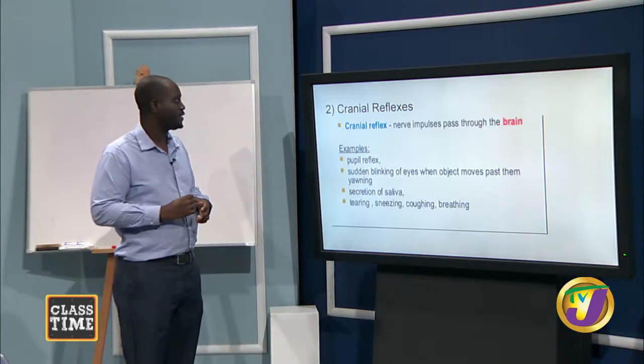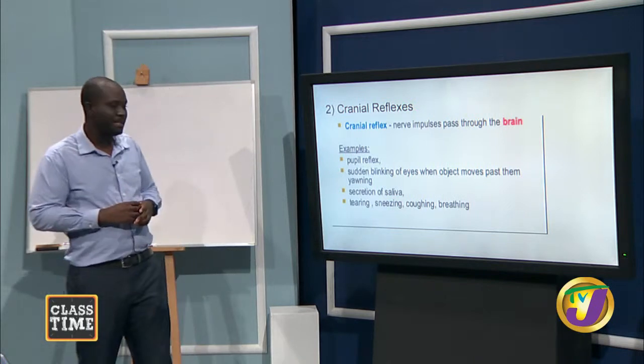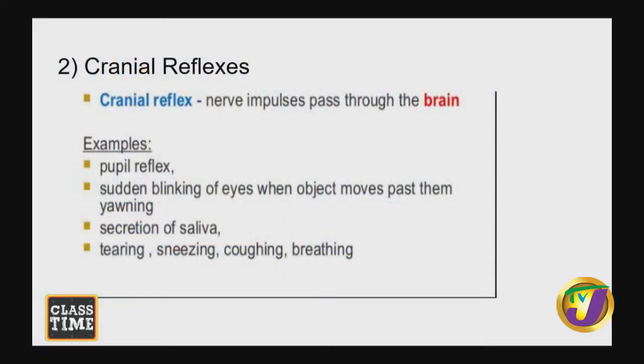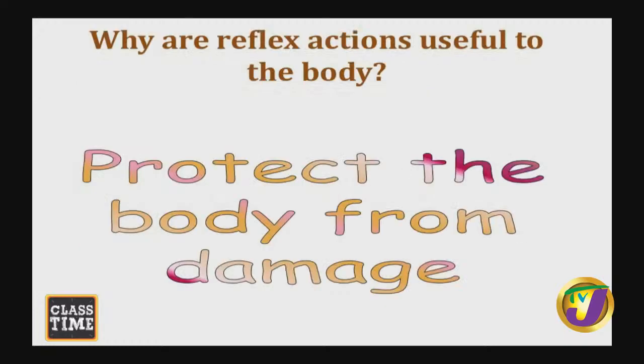Another type of reflex action is a cranial reflex. An example of it is the pupil reflex that I've shown you earlier. Secretion of saliva, tearing, that's when you yawn, or sometimes a tear produced by the tear gland. Coughing. All those are cranial reflexes and involve the cranial nerves. And the reflex action is important in that it helps to protect the body of the organism.